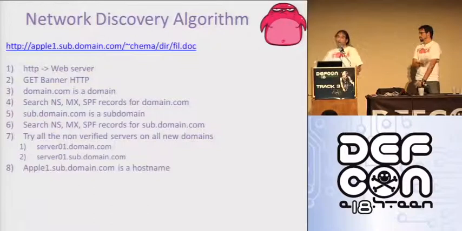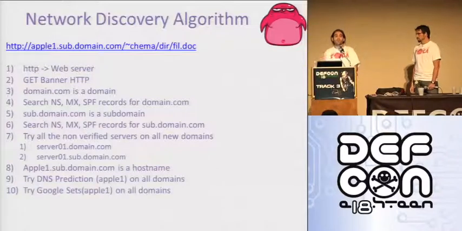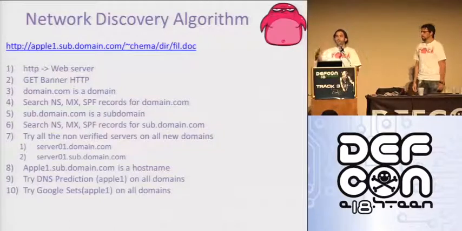Of course, if Apple1 is a host name, and Apple1 is the name of a server, we can try a DNS prediction, looking for Apple1 to Apple10, and so on. And we can do the same with Google Sets. We can ask Google for a list of words related to Apple and try to discover more servers.